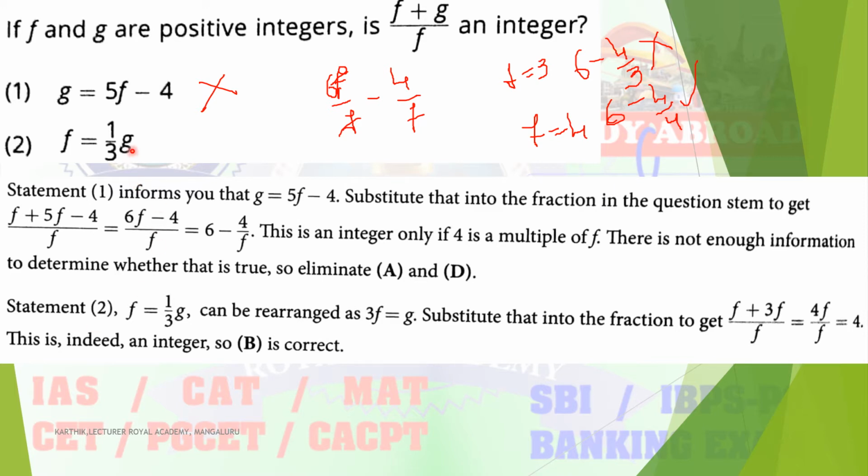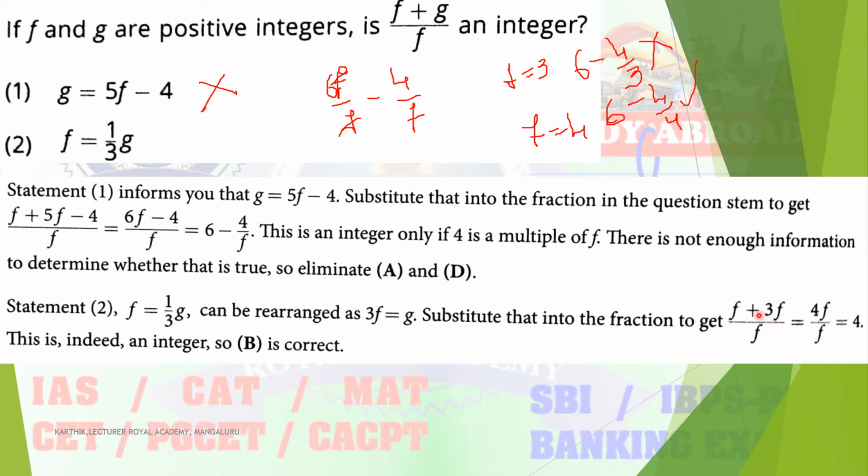So f is equal to 1 by 3 g. You just substitute the value and rearrange this. While rearranging, what happens? 3f is equal to g. So from this you just substitute the value of g into the following expression.